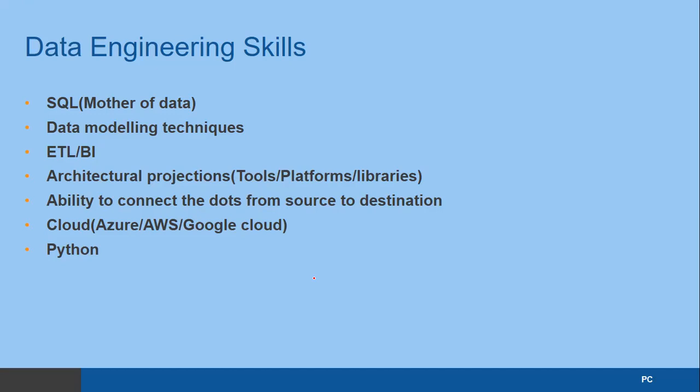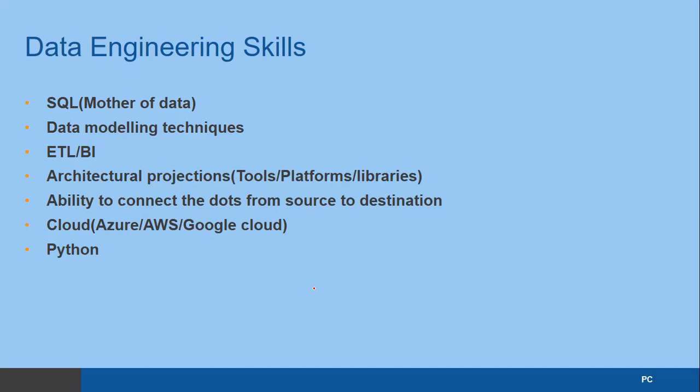Architectural projections. One of the key elements of data engineering is also architectural projection. It means there are various tools, various platforms, various libraries. So the data engineer should pick up the right skill at the right time for the right amount of data, based on the data volume, based on the data size. You should pick up the right tool. So that is the reason you should have the architectural projections to pick up the right technology.